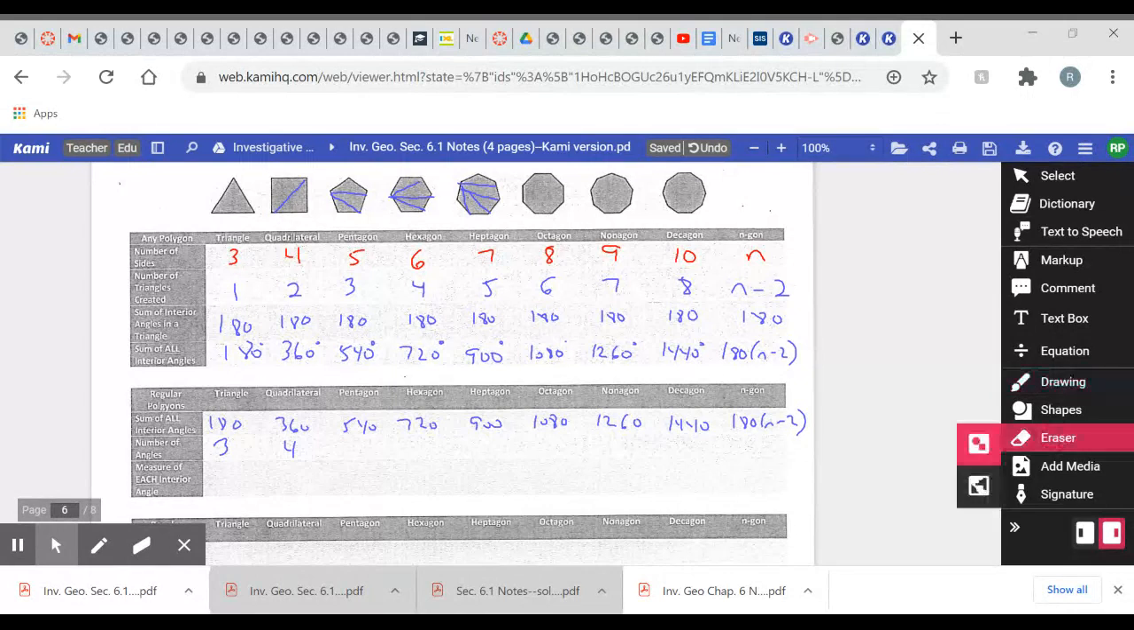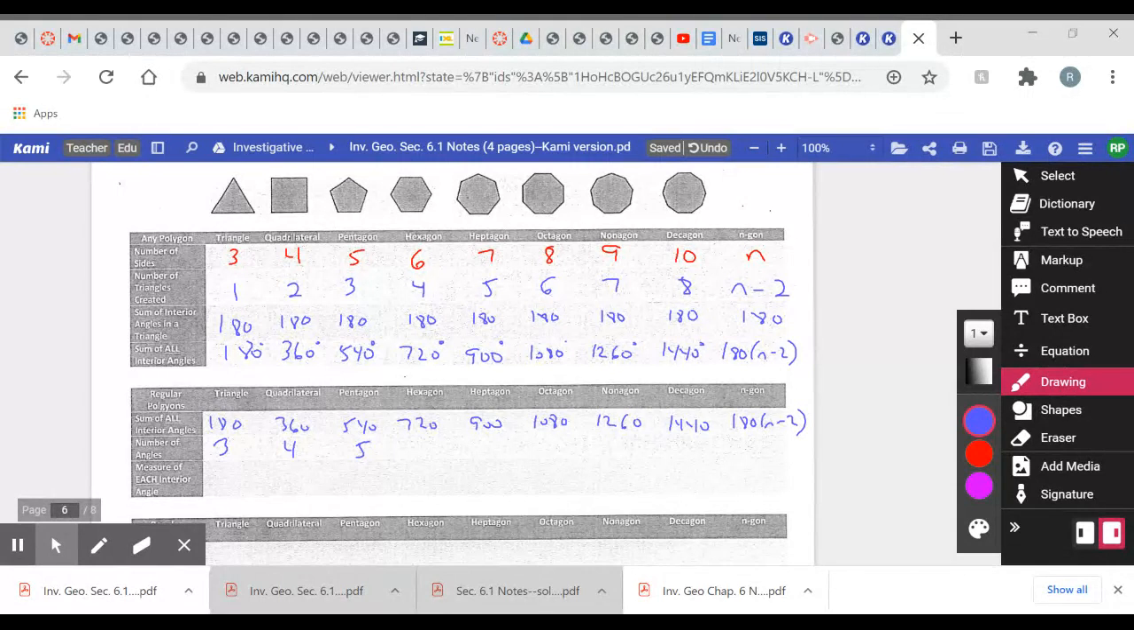I'm going to go ahead and erase my blue lines up here so you can look at these figures and see how many angles each has. Basically, the number of angles is the same as the number of sides. So it's basically that top row of red that I have up there. How many sides it has is how many interior angles it has.